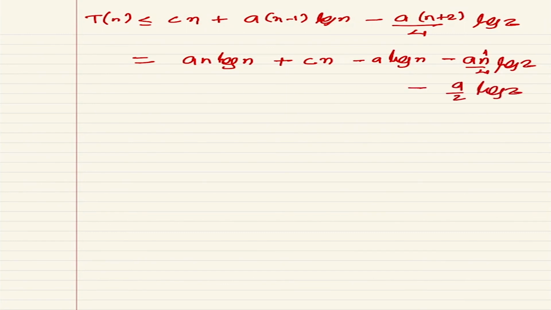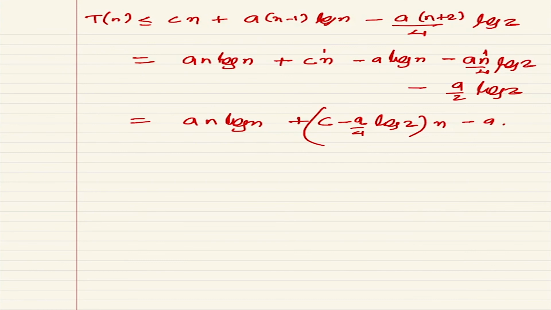So let's put the terms in n together. So this is a n log n plus c minus a by 4 log 2 times n minus a log n minus a by 2. Now I have to prove that this whole thing is less than or equal to a n log n, for induction.